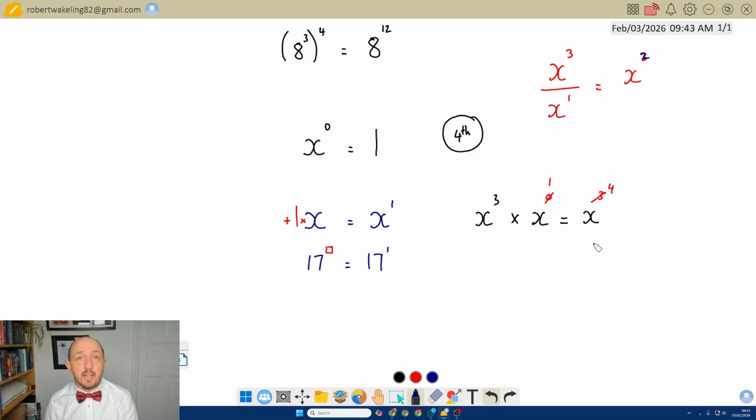So there are the main rules for indices. Try to learn all 5 of those, and then we can start to apply those at the higher levels and use them in some more complicated calculations.